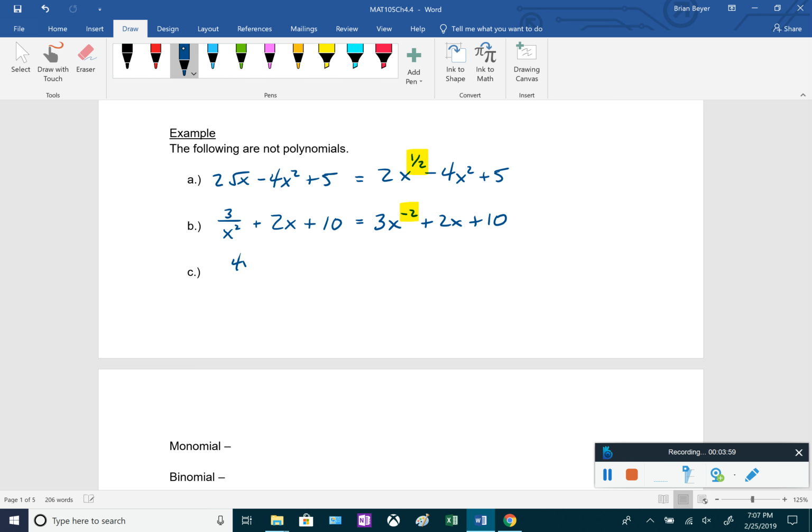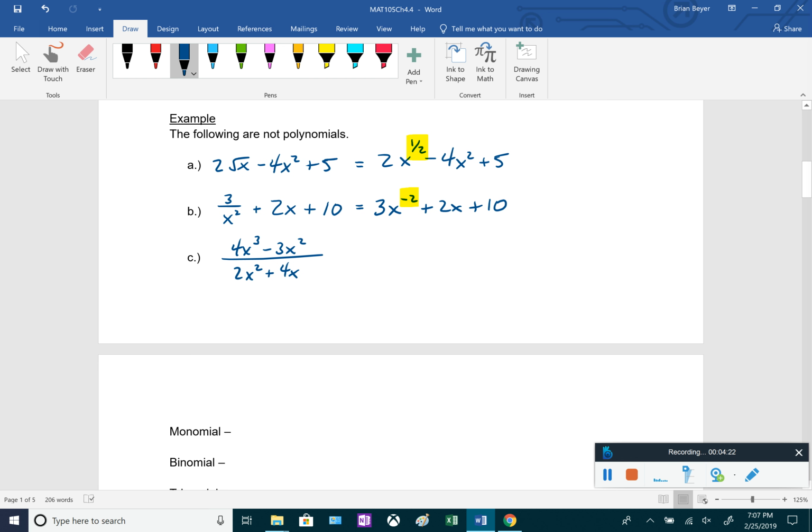And lastly, something like 4x cubed minus 3x squared divided by 2x squared plus 4x. That is also not a polynomial because we are dividing by variables. There's variables in the denominator, not a polynomial. So this is actually something called a rational expression. A polynomial divided by a polynomial is not a polynomial, but it is a rational expression.